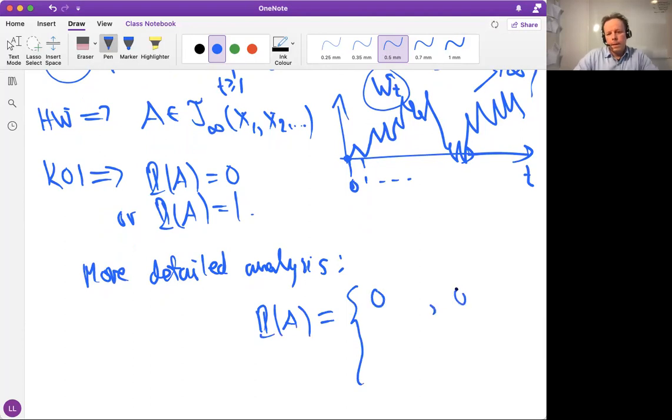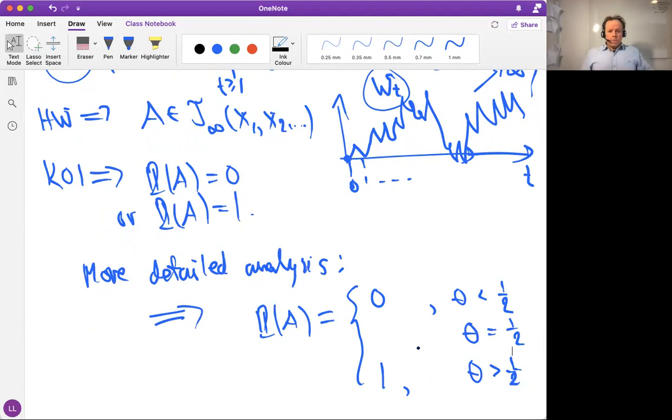Well, if theta is less than 1/2, this probability is 0. If theta is bigger than 1/2, when you are more likely to win, this is 1. When theta is equal to 1/2, what happens? When theta is equal to 1/2, you get 1 also.